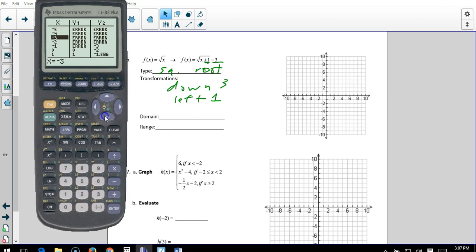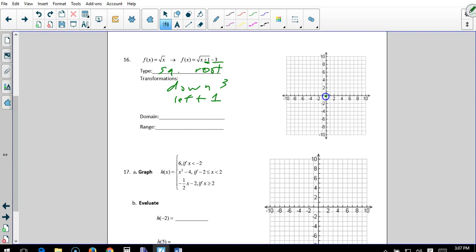I have a lot of errors because I cannot have the square root of a negative, right? So I'm going to use these points right here and graph them. So again, my parent function starts at 0, 0. And then I have 1, 1. Square root of 4 is 2. And the square root of 9 is 3. And there's my parent function.